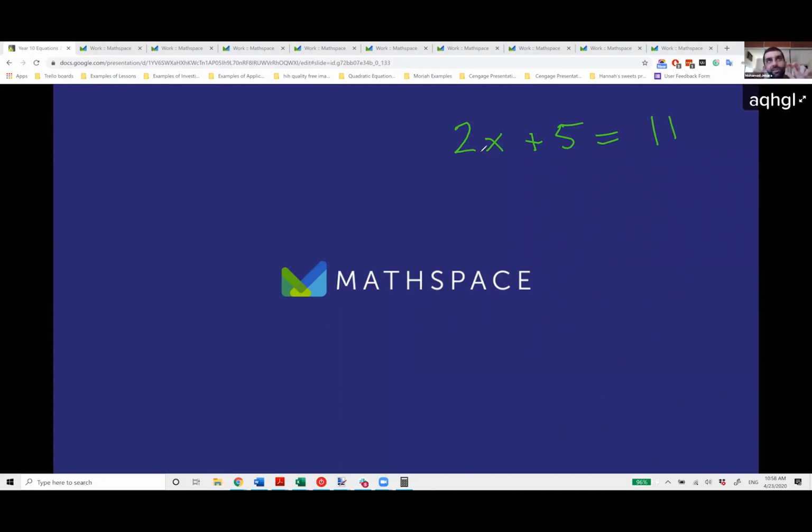So the rules of mathematics flow right through to equations when you're solving them. The BEDMAS rules go straight through, and we subtract the 5 before we divide by 2. If you divide by 2 first, you're going to mess the whole thing up. So you subtract the 5 first, which is why you get 2x equals 6, and you work from there. So hopefully that answers your question.